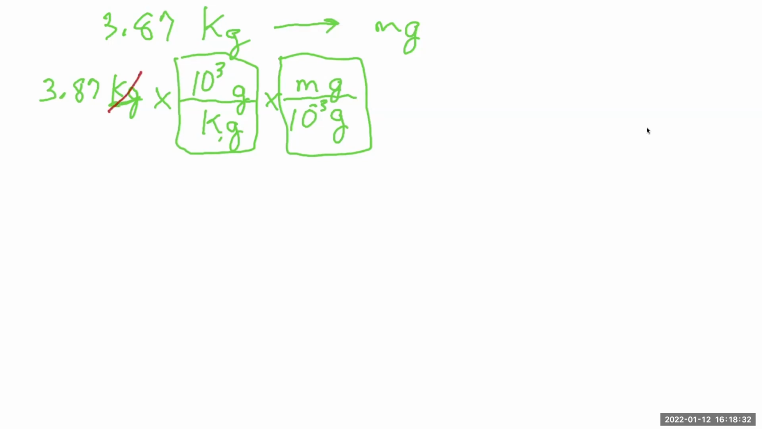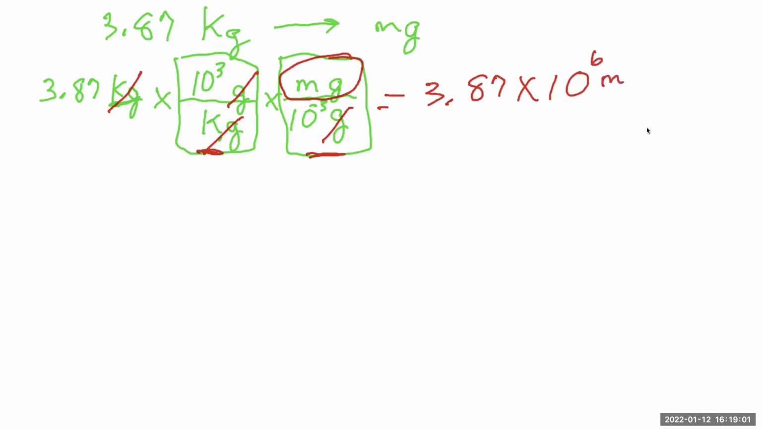You got kilograms, you got kilograms, you got grams, you got grams. So all we're left with is milligrams, which is what we want. And you'll notice that K right here is 10 to the 3, so that's 1. You notice that little m is 10 to the negative 3, so that's 1. So this equals 3.87 times 10 to the, remember you bring up the exponent, changes the sign, so 10 to the 6 milligrams. That expresses your answer from kilograms into milligrams.